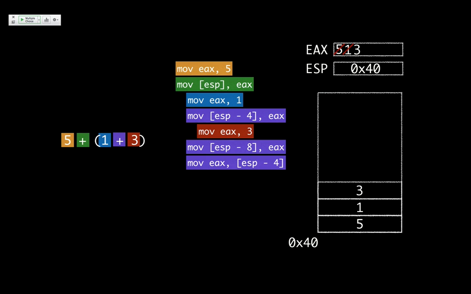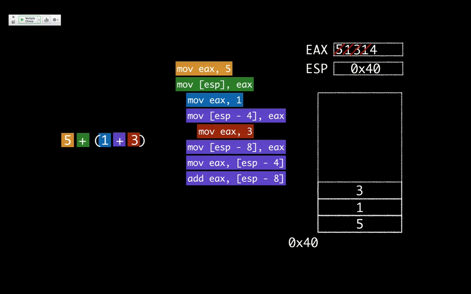So then we're going to take our left-hand side, which is 1, move it into EAX. This is still processing that nested plus that I'm drawing in purple. So 1 is now the value in EAX. Then we're going to add to that, finally, its right-hand side, which is 3. And this is how we're going to get this intermediate 4 value that's the result of the nested plus.